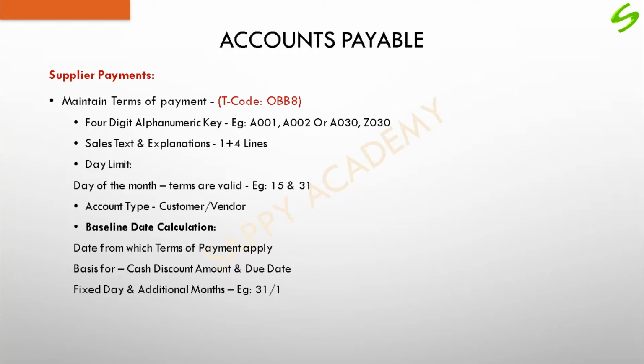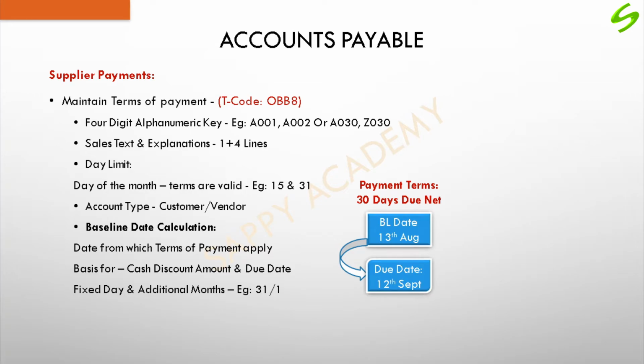Let's look at an example for this. I have a payment term 30 days due net. And the baseline date is 13th of August. If my payment term is 30 days due net and baseline date is 13th of August, my due date will be 12th of September. Because August is 31 days, if you calculate 30 days, it will be 12th of September. So baseline date works as a basis to calculate the due date.